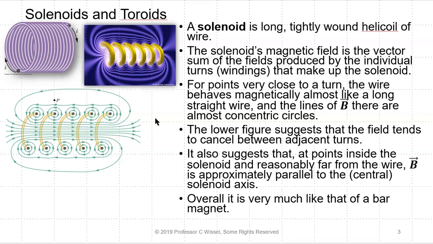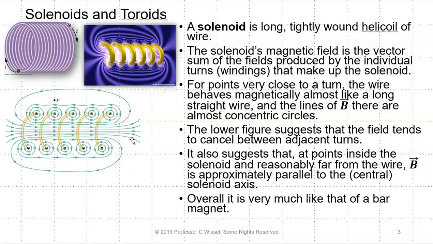For points very close to a turn, the wire will behave magnetically almost like a long, straight wire, and the lines of magnetic field there are basically concentric circles. Now, the lower figure suggests that the field lines have a tendency to cancel between the adjacent turns. You can see this one's going this way and that one's going that way, so they tend to cancel out. It also suggests that for points inside the solenoid, down the central axis, reasonably far from the wire, the magnetic field is approximately parallel to the central solenoid axis.